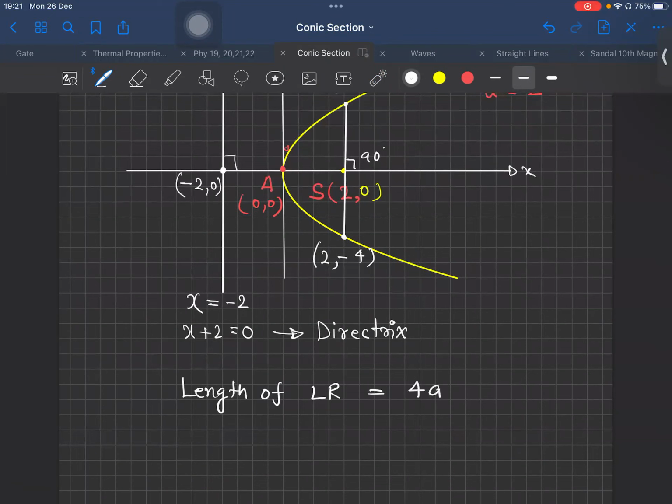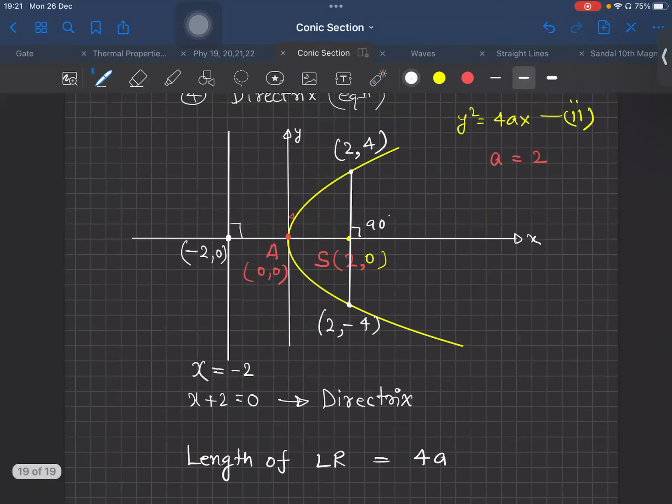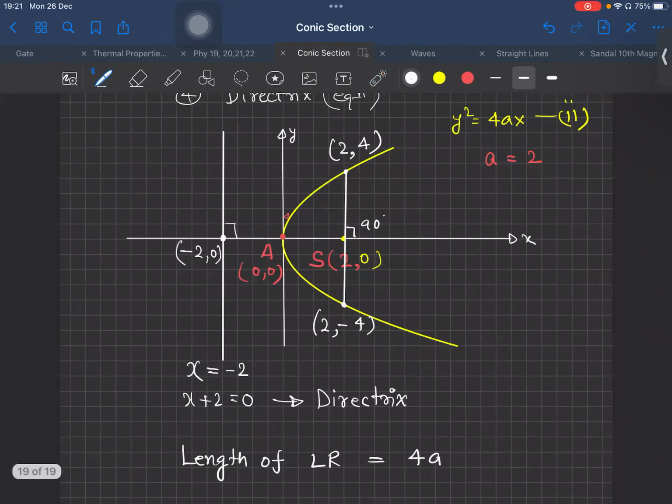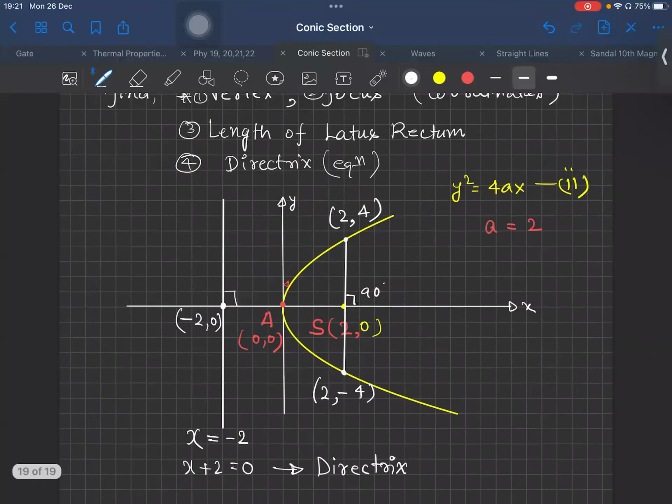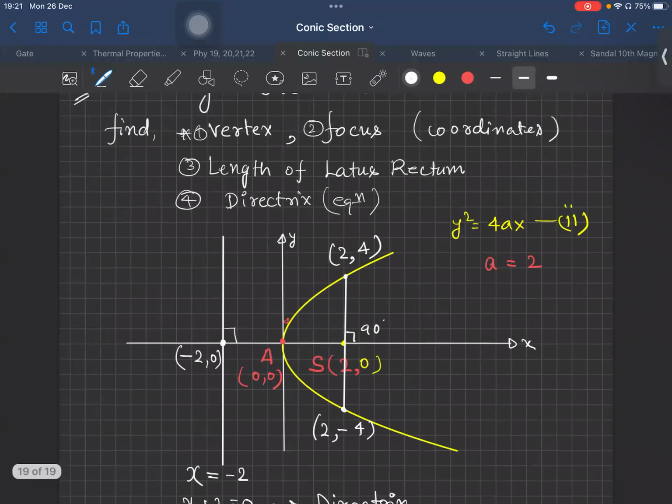You can use the distance formula if you are not comfortable directly writing. So 4 times of a is how much? 8 unit. Okay, so the length of latus rectum is 8 unit. Understood? It is simple, isn't it?